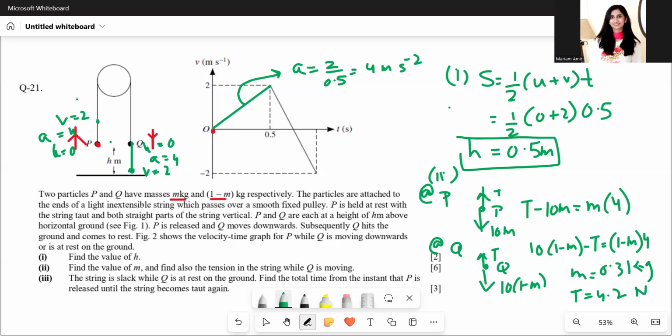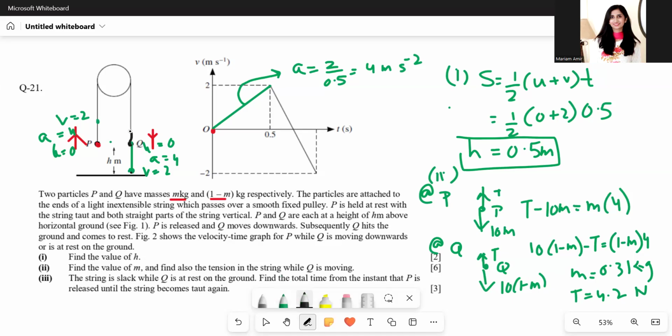Okay, part 3. The string is slack while Q is at rest on the ground. Since Q hits the ground, now the string slacks. That means there's no tension in the string. And this P does not stop here. It goes a little up because of the string slacking. And here its final speed becomes 0. And this will be the U now.